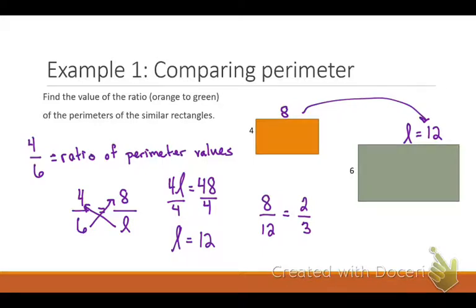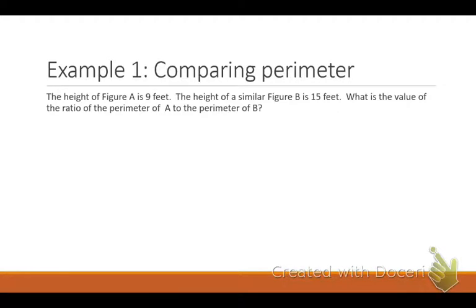Doing okay on that? Okay, so that's perimeter. So on example 1, this is just basically putting it into words. Okay, so I have to be able to read it and figure out what values we're talking about here. It says the height of figure A is what? What's the height of figure A? 9 feet. The height of a similar figure, okay, so there's my clue right there. Similar figure is 15 feet, figure B. What is the value of the ratio of the perimeter? So this is important because if I ask you for area, that's in the next example, then it's done a little differently. Okay?